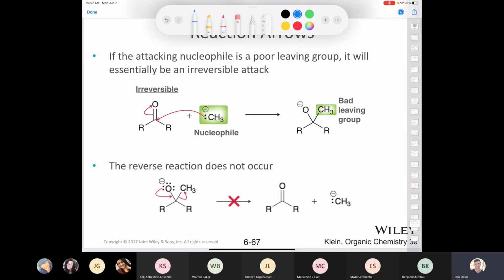So if the attacking nucleophile is a poor leaving group, then you draw an irreversible arrow. Why would this be an irreversible arrow? Because this is methide, CH3 minus. It's a carbanion. CH3 minus is the conjugate base of CH4, which is methane, which has a pKa equal to 50. Well, I'm here to tell you, friends, it doesn't get much less acidic than that. So since it's the conjugate base of such a crummy acid, it's going to be an irreversible arrow. So this reverse reaction is never going to occur, okay?